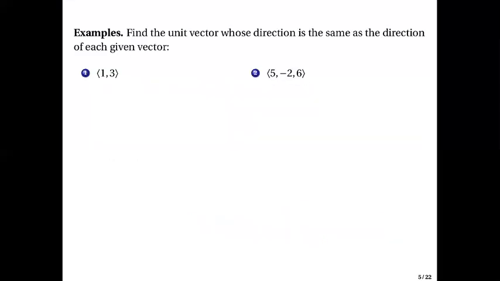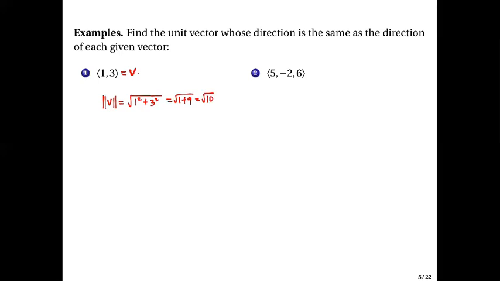So find the unit vector whose direction is the same as the direction of each given vector. So the first job is we need to find the norm of each vector, and then we will be able to write the unit vector. So let me write this as our vector v. First, we have the magnitude of v. By definition, this is equal to the square root of 1 squared plus 3 squared. This is equal to the square root of 1 plus 9, so square root of 10.